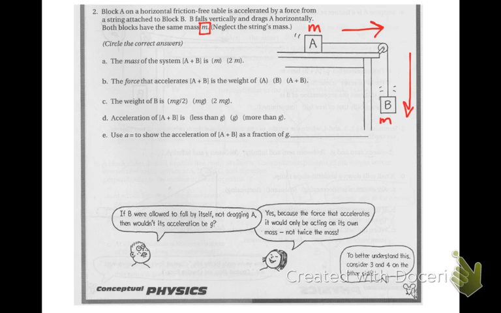The mass of the system, A plus B, is, so if each of them contain a mass of m, the system overall must have a mass of 2m, A plus B, so m plus m.